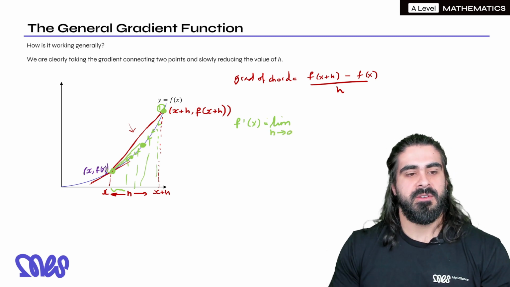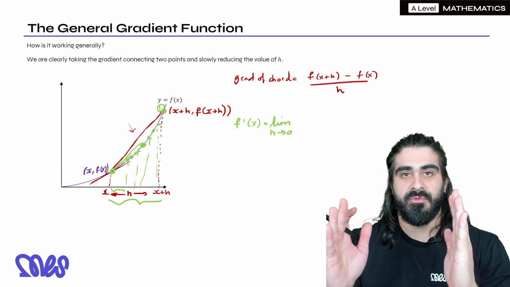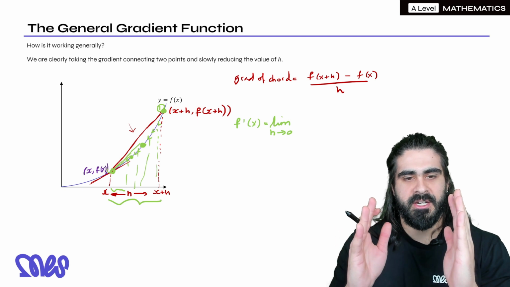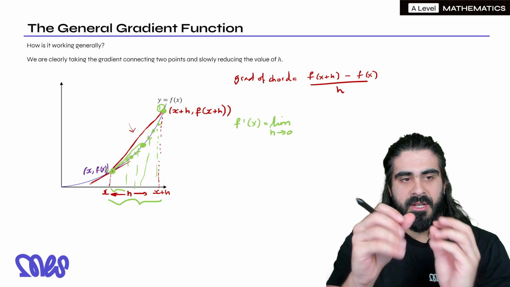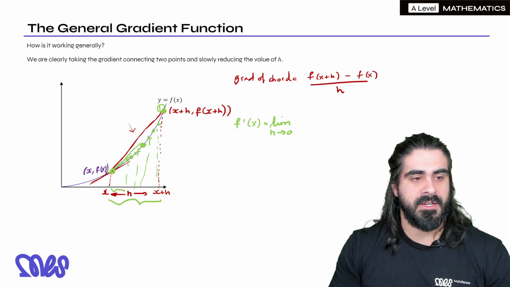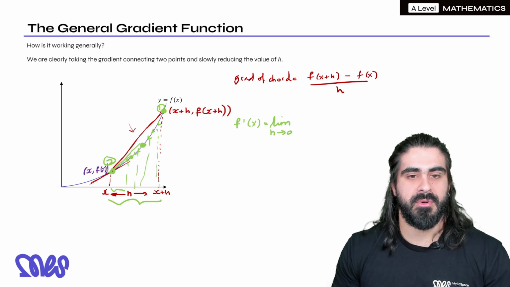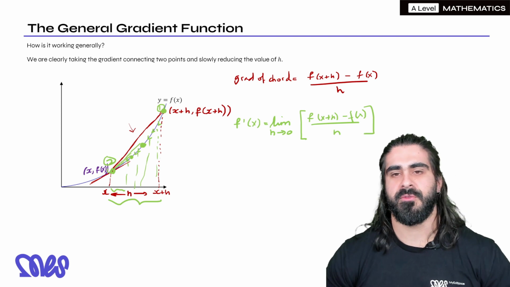We can see here that h is some positive value, but we want to reduce it. So we're taking a limit, as we say in maths, as h gets smaller and smaller and smaller. And then at that theoretical 0, the 2 points, 1 and 2, meet each other, and then we have the gradient at that point. So it's the limit of this fraction. And this is the first principles formula.